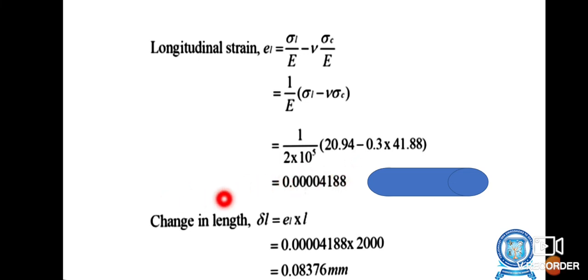Next we find out the change in length. Change in length del L is equal to longitudinal strain into L. We have the values of the longitudinal strain and length, so we apply them in this formula: 0.0004188 into length, which is 2000. We calculate this value and got the answer: 0.08376 millimeter. That is the change in length of the cylinder. Thank you.